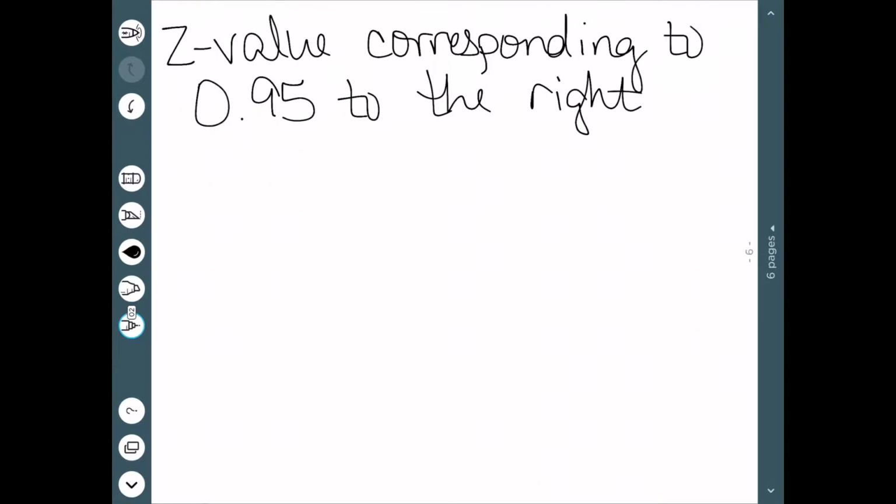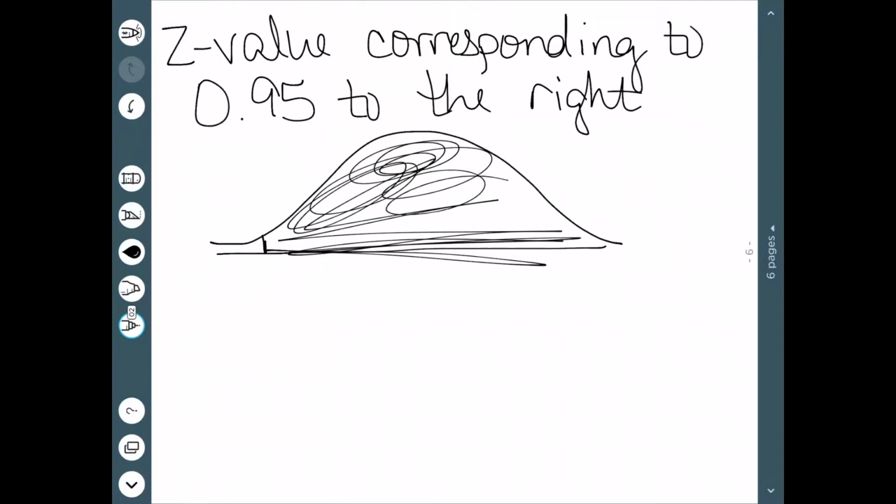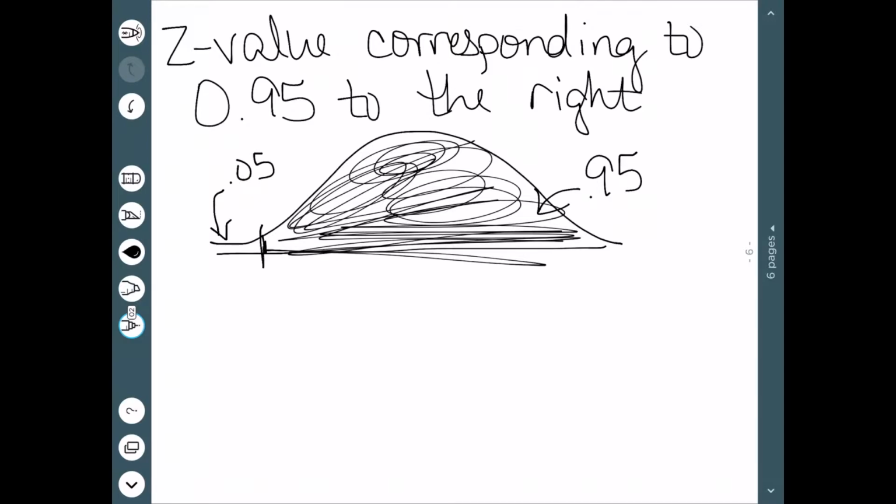For our final example, we're going to try to find the z-value corresponding to 0.95 to the right. So essentially, I know that to the right is 95% of my area. So all of this shaded part corresponds to 0.95. However, my table does not give me area to the right, it only gives me area to the left. Since all area has to be 1, the area to the left has to be 0.05. So I'm going to look for 0.05 in my table.